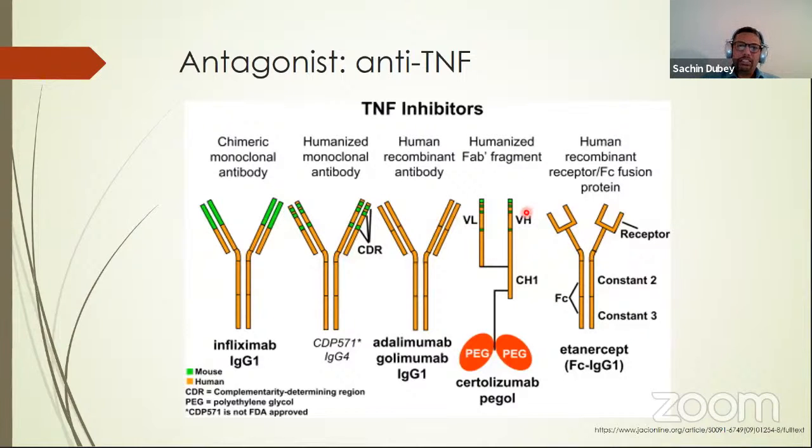Yet another strategy is that we use the same variable region, either the fully humanized one or the fully human one, and attach it to the PEG system. All of these have different properties, different half-life and different efficacy profile. Again, one more time, targeting the same path.